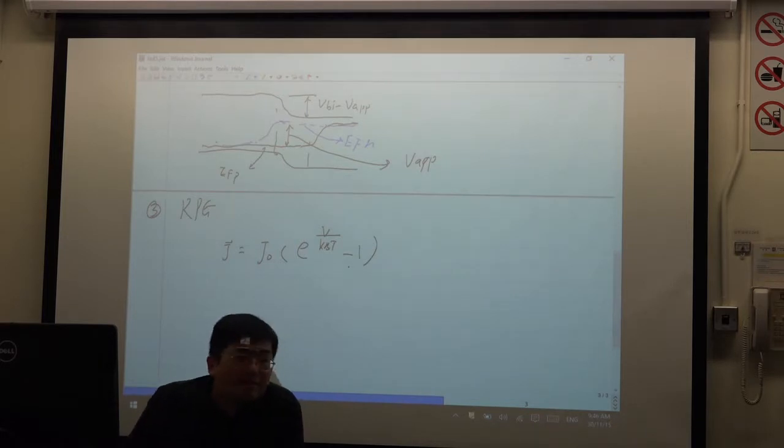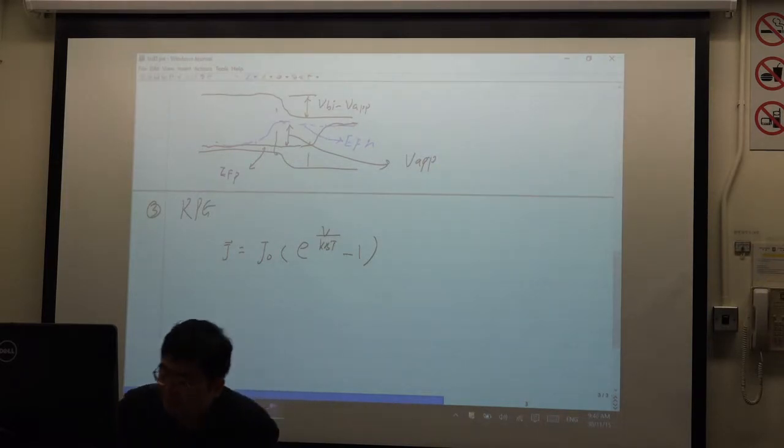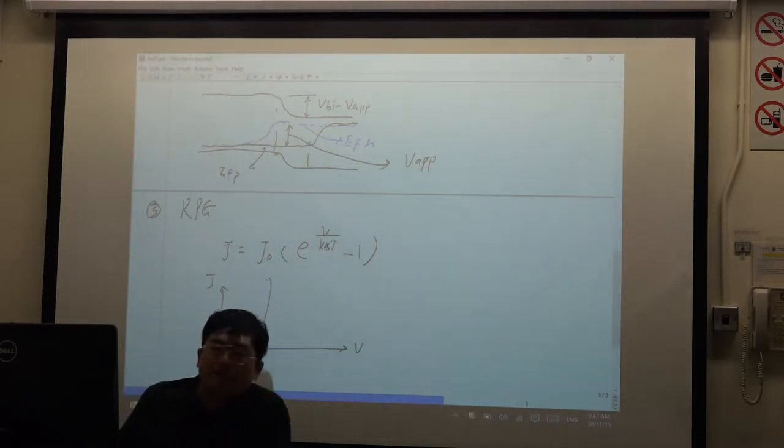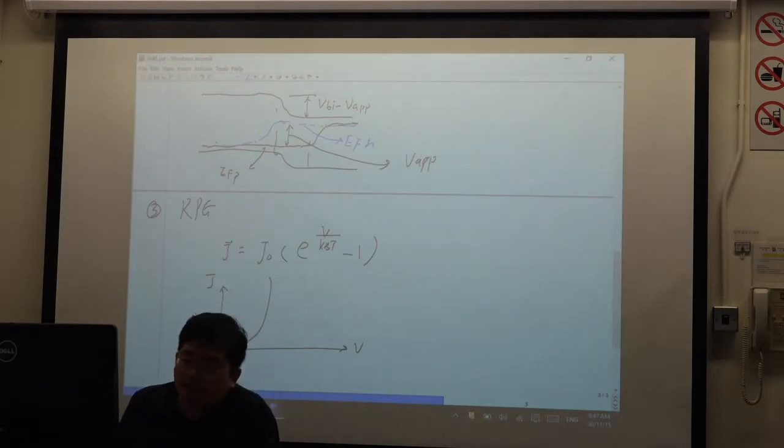If no bias, no current. If you add a bias, J increases exponentially. It's Boltzmann statistics. This is very similar to a solar cell. The solar cell has a photocurrent, but the LED has no photocurrent. So I draw this line: V versus J, exponential increase. Very simple. The ideal LED.